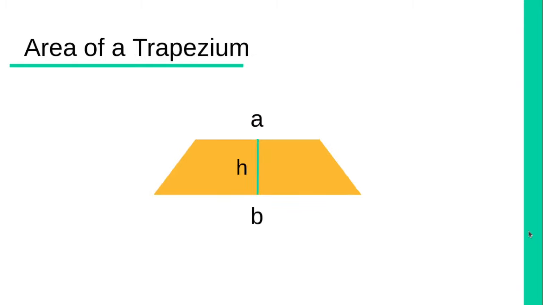For the trapezium, we need a bit more information. We need the length of the long and short side and its height, and the formula to calculate its area is 1/2 the sum of the sides multiplied by the height.